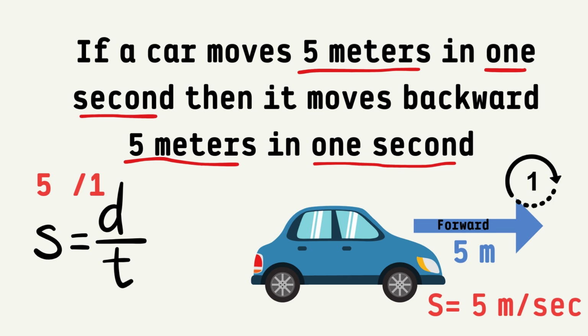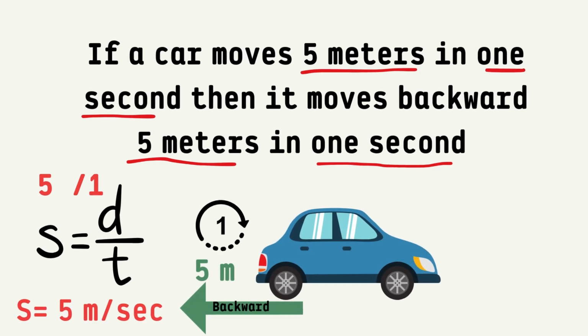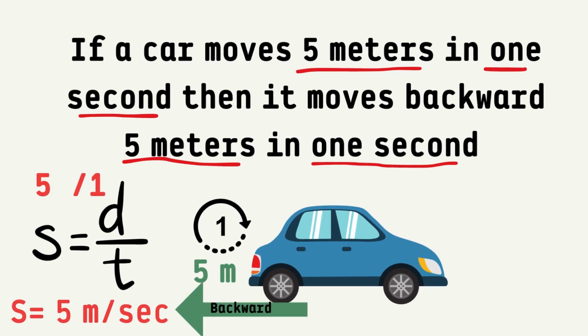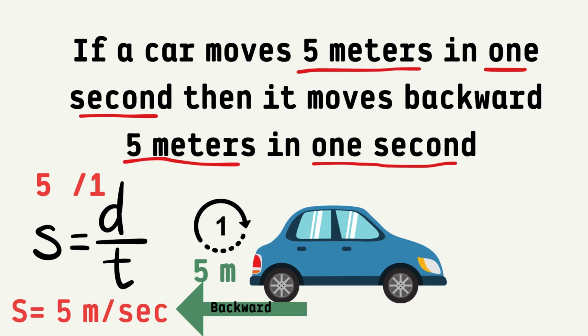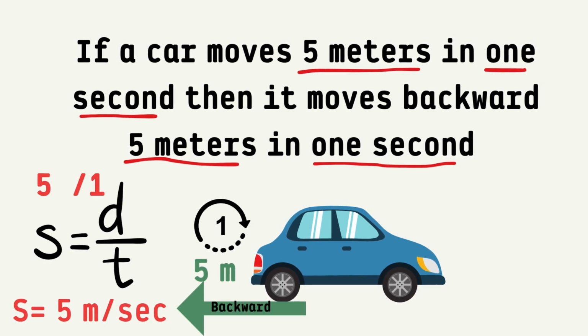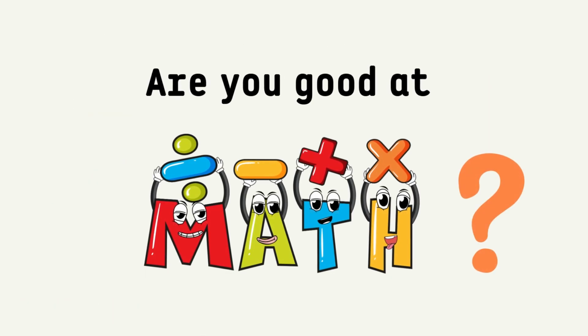Okay, and this is the first part. As we calculated, the car moves forward with speed 5 meters per second. Okay, now it moves backward, in another direction, and the distance that this car moves is 5 meters in 1 second. So if we calculate it, it will be 5 meters per second. So here the direction doesn't affect the speed, only the distance and the time. Okay, you get it? Here, if you are good at math, we will see now.